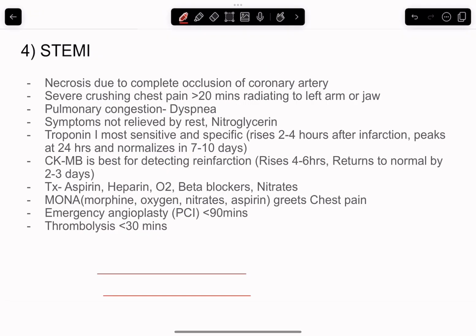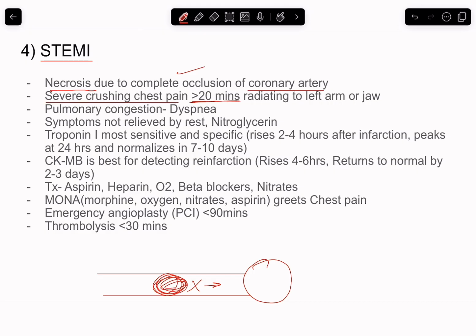Moving on to STEMI, or your ST elevation myocardial infarction. This is necrosis due to complete occlusion of the coronary artery. That means 100% of the coronary artery has been occluded. The lumen has been occluded, so there is no blood supply to this side of the cardiac myocyte. The patient will present with severe crushing chest pain, more than 20 minutes, that is radiating to his left arm and jaw. Along with that, pulmonary congestion can be seen, which will manifest as dyspnea.